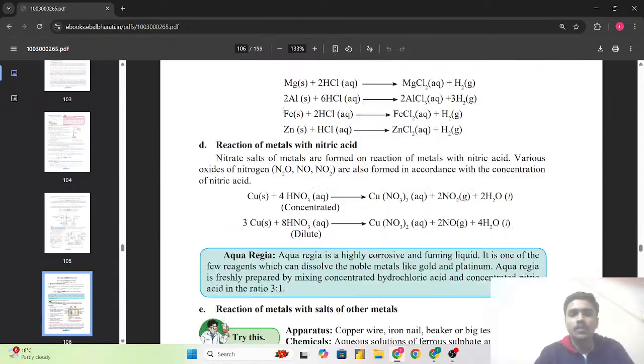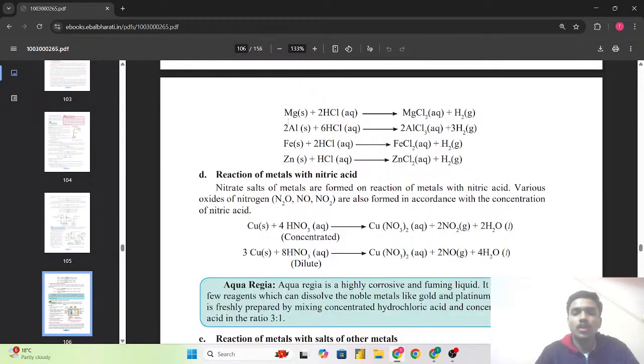So the reactions are given below. अगर हम जब मैग्नीशियम मेटल की जब रिएक्शन करते हैं हाइड्रोक्लोरिक एसिड के साथ, सो वहां पर फॉर्म होता है मैग्नीशियम क्लोराइड, दैट इज MgCl2, एंड हाइड्रोजन गैस इज गिवन आउट.